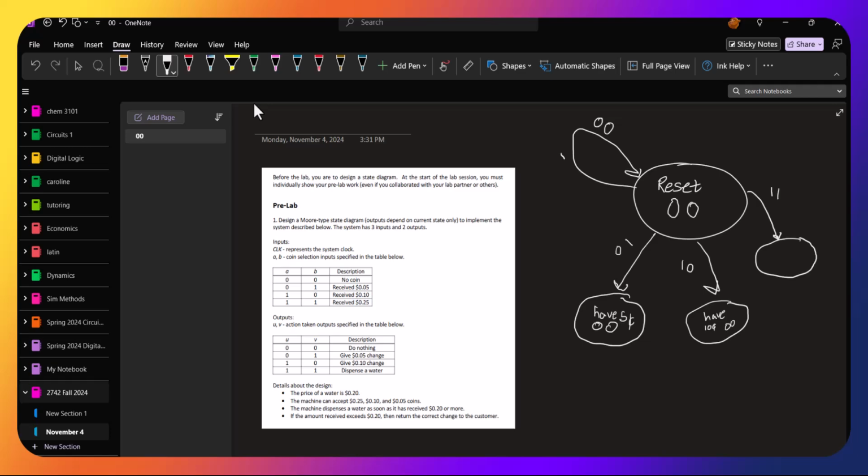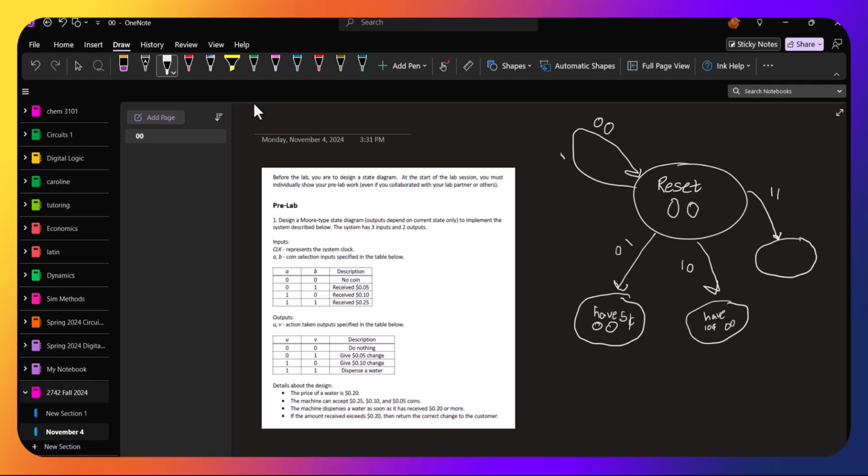Yeah, so that's a question. Do you dispense the water or do you give 5 cents change? If the amount received exceeds 20 cents, then return the correct change to the customer. I think what that means is all the states below do nothing, give a water. It's just the 5 cent change and the 10 cents change also give change. That's how I read it. But you could read it differently. You could read it that you dispense the water and then you have a new state that gives change.